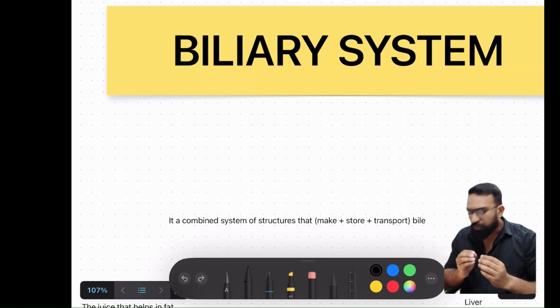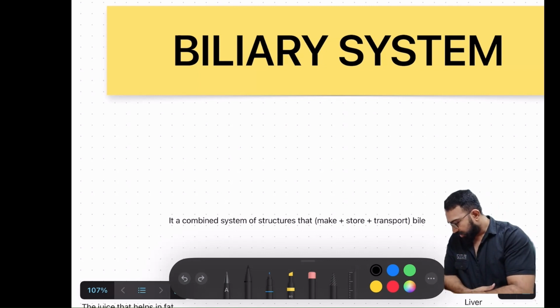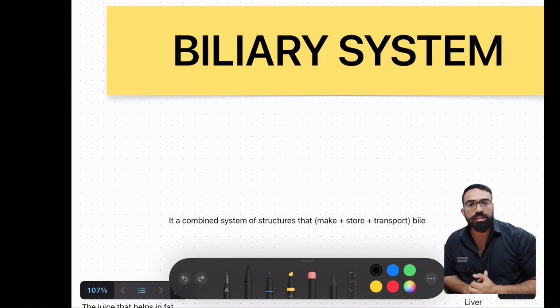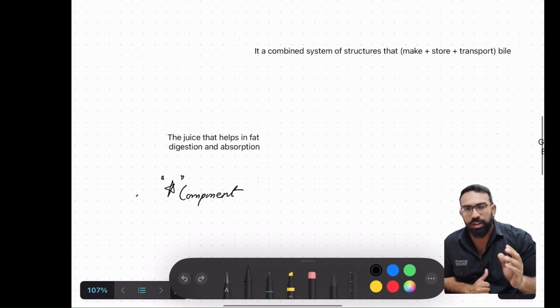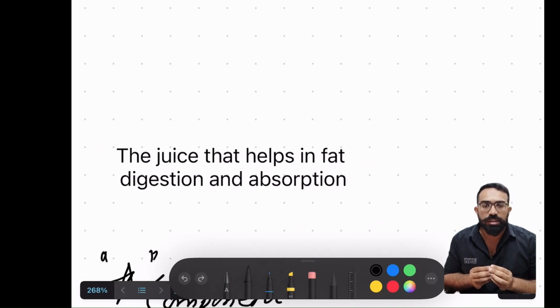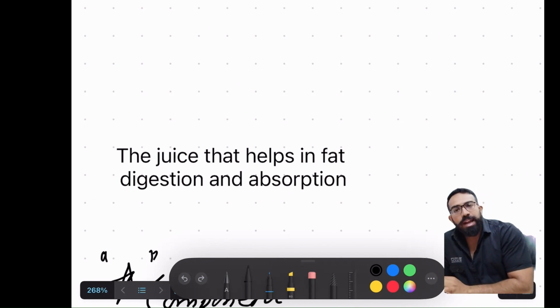Now starting with what is the biliary system. It is a combined system of structures that makes, stores and transports bile. So it is not only making bile but transporting bile and storing bile as well. Now the next automatic question that will come to the mind of the student is, what is this bile? Bile is the juice that helps in digestion and absorption of fat.